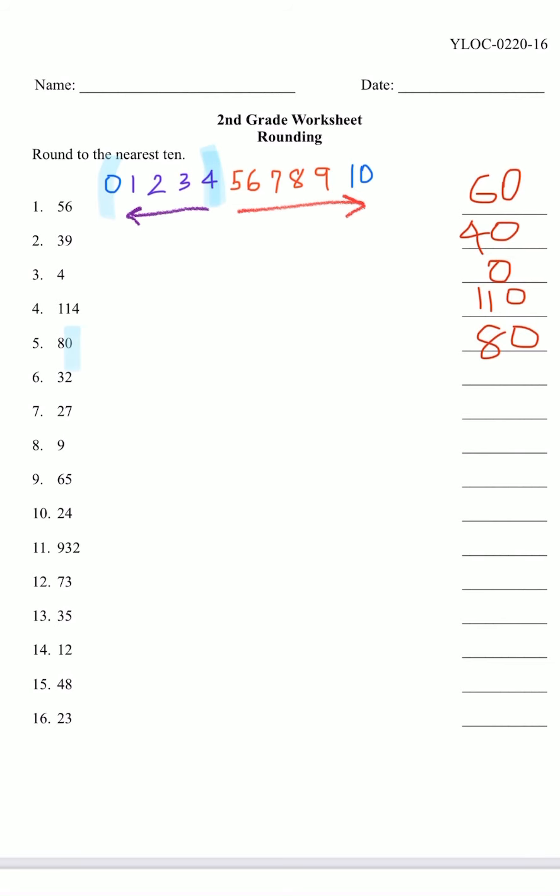Now, let's do number 8. We have 9. 9 is between 0 to 10. And if we look at the 9, then we are going to see it over here. So we're rounding it up. So it is 10. Okay?